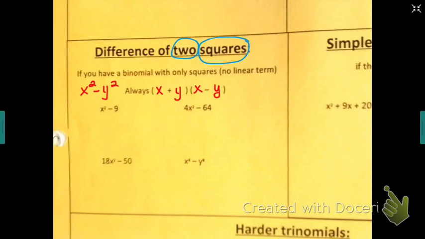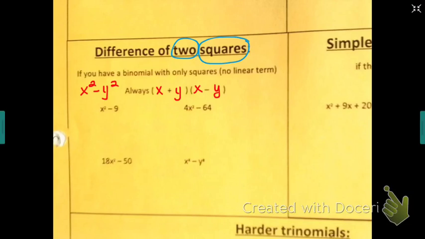Okay. So let's look at the first problem. So we have x squared minus 9. Is it the difference? The difference means a minus. Is it a difference? Yes. Is that something squared? Is x squared something squared? Yes. Is 9 something squared? What is it? 3. Good.